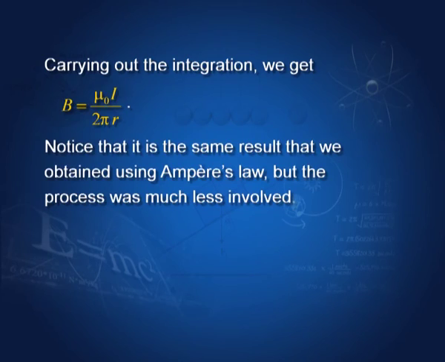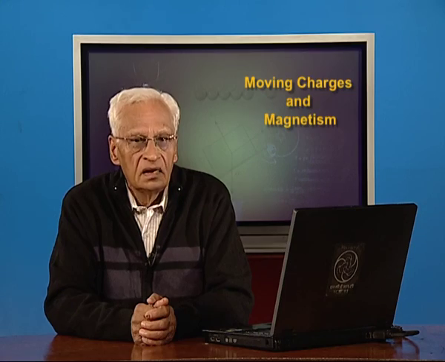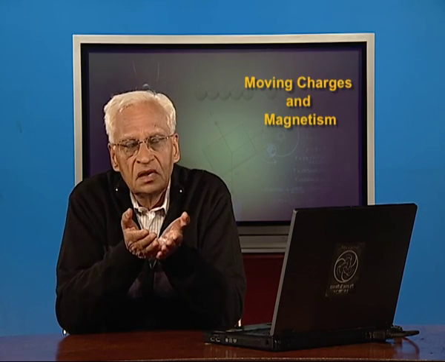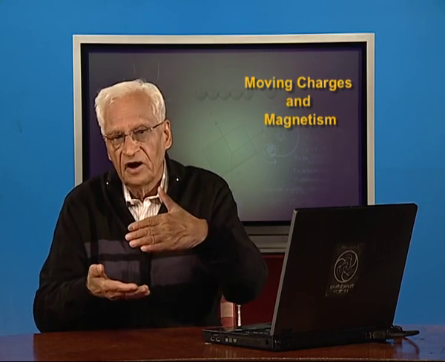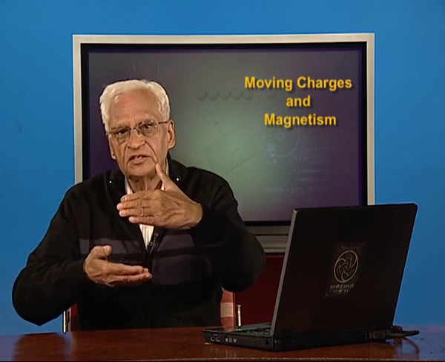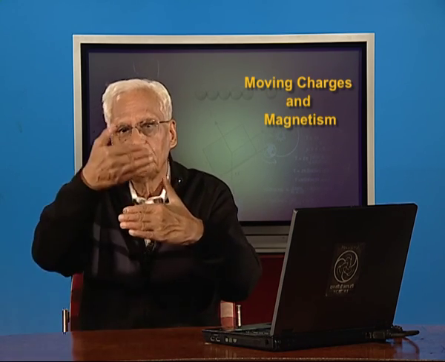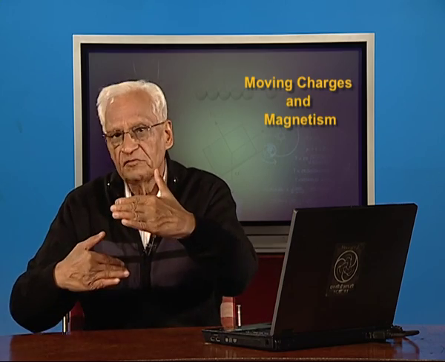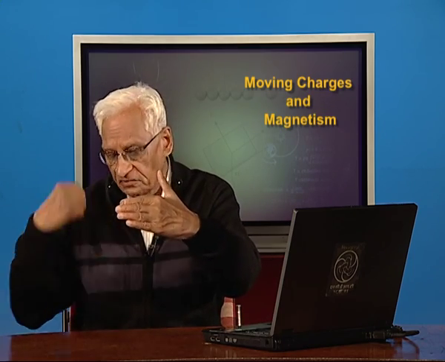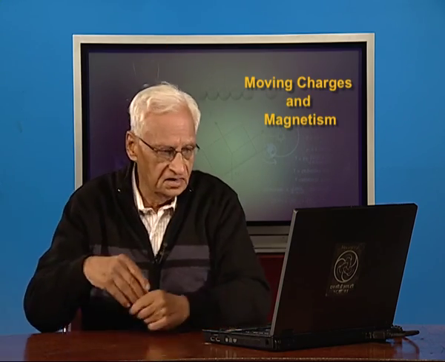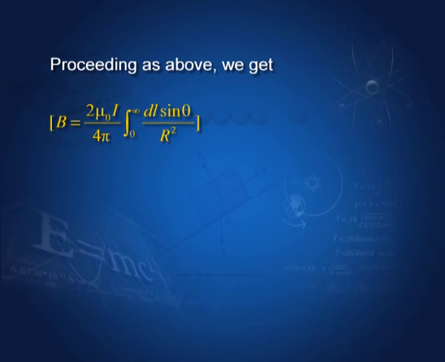If you remember, you got the same result from Ampere's law, but there the process was much easier because we made use of symmetry. Here we did not make use of symmetry. Let us modify the same problem. Now we have a wire of length 2L, that is from minus L to L. Earlier we had a wire from minus infinity to plus infinity, that is the difference. The rest remains the same.